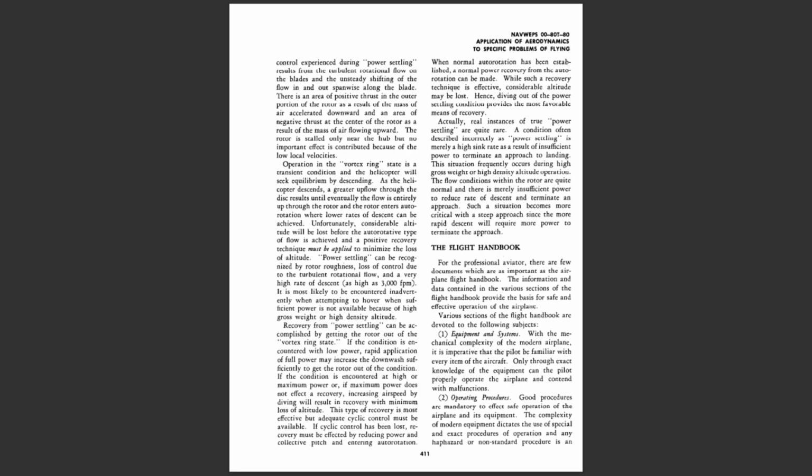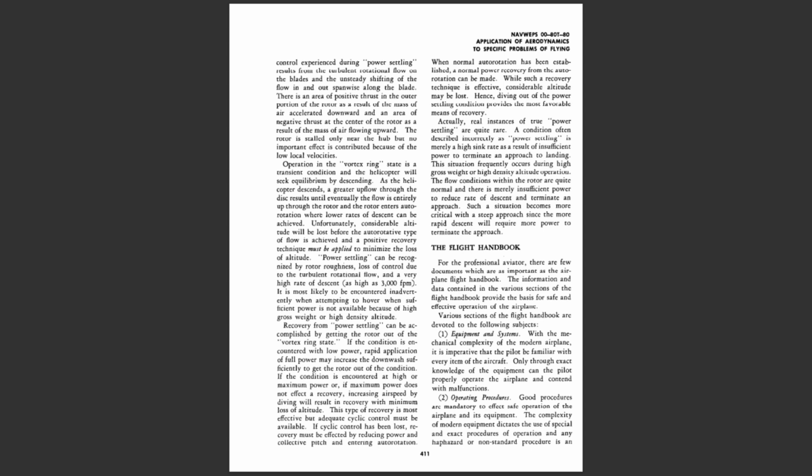The Flight Handbook. For the professional aviator, there are few documents which are as important as the Airplane Flight Handbook. The information and data contained in the various sections of the Flight Handbook provide the basis for safe and effective operation of the airplane. Various sections of the Flight Handbook are devoted to the following subjects. 1. Equipment and systems. With the mechanical complexity of the modern airplane, it is imperative that the pilot be familiar with every item of the aircraft. Only through exact knowledge of the equipment can the pilot properly operate the airplane and contend with malfunctions.